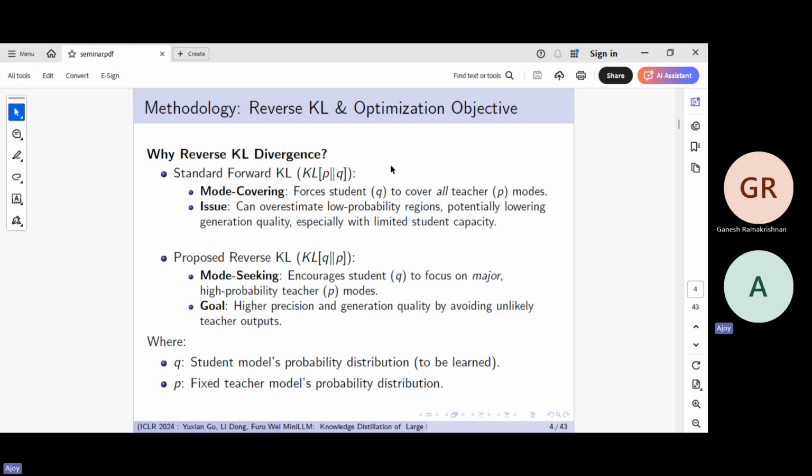In reverse KL divergence, it will mostly go to the higher mode, but in normal KL divergence, if there are multiple modes, it will try to cover all the modes.